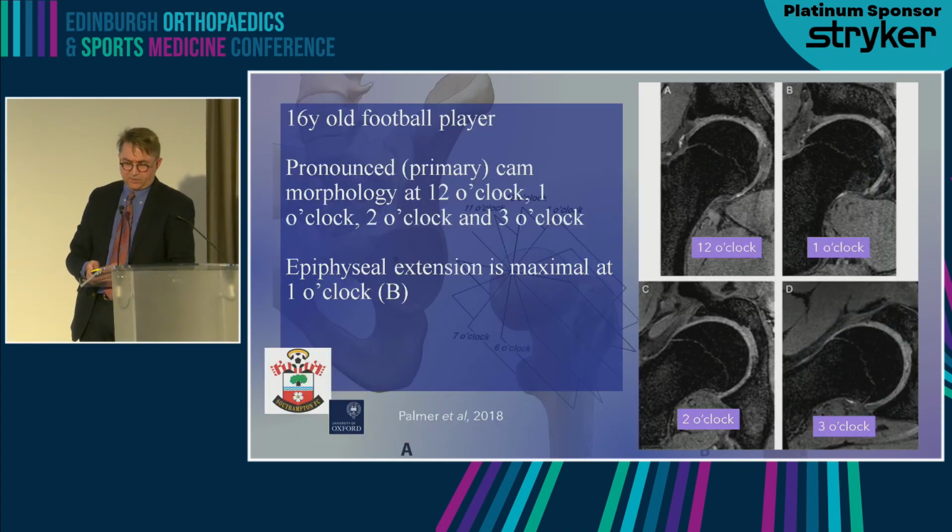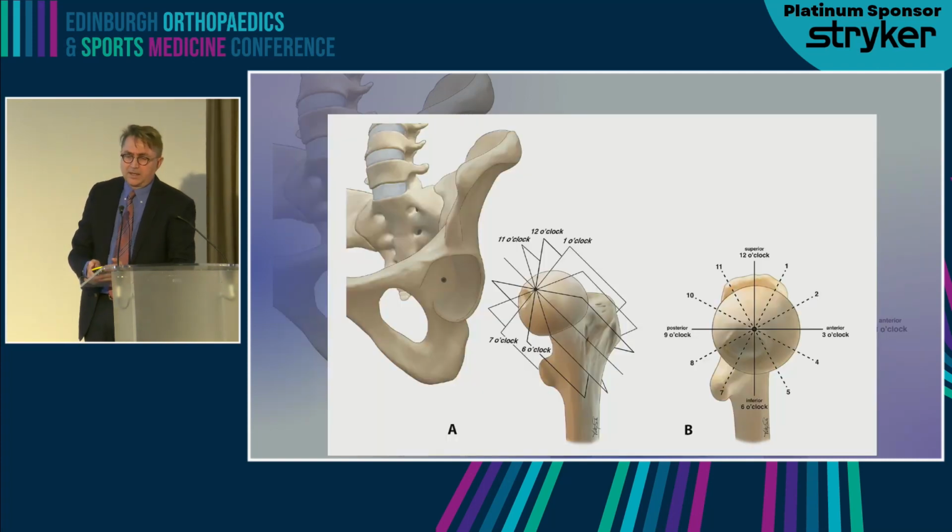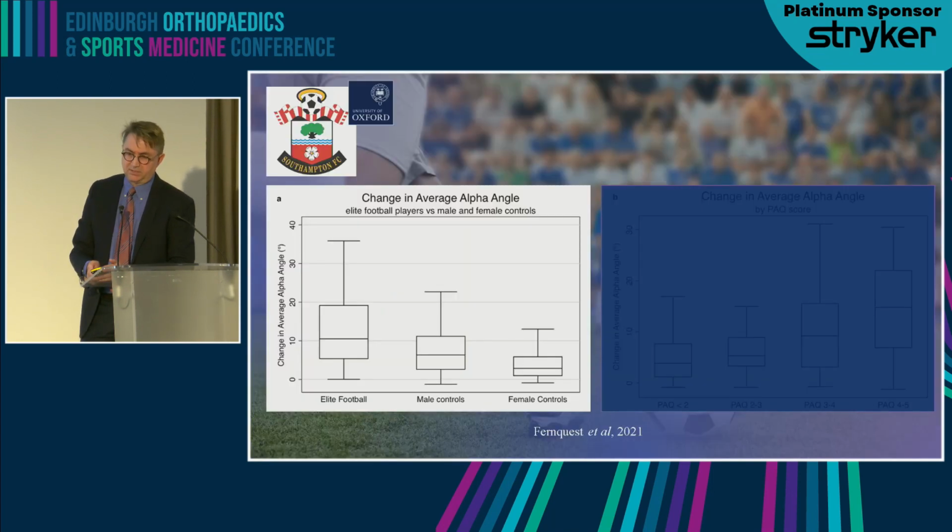And this is also from Anthony's paper, a 16-year-old football player with pronounced cam morphology at the 12, 1, 2, and 3 o'clock positions, as Rowena alluded to. And the maximum epiphyseal extension is at the 1 o'clock position, as you can see there. And this is just an illustration of what we mean by the clock face when we do MRI scans on the hip, with the 3 o'clock position anteriorly, as Rowena mentioned.